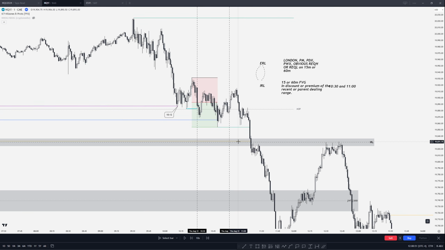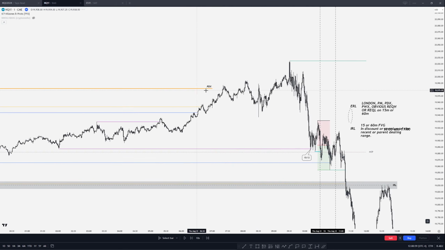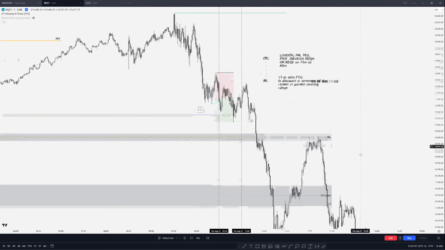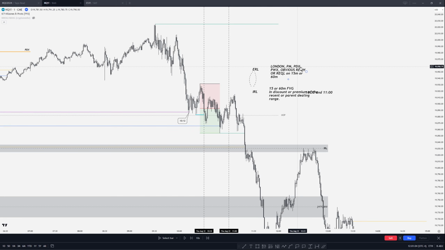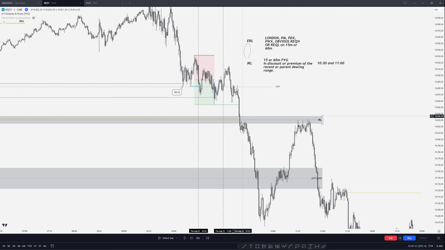But now you can see, okay, the PM session lines up with that 15-minute imbalance. And then obviously lower than that, we have the 60-minute imbalance. So we're going from external range purge to internal range. In this case, it was previous day high to a 15-minute or 60-minute imbalance. And it was slightly outside of the range of 1030 to 11, but it was also into lunch. We kind of got that expansion.